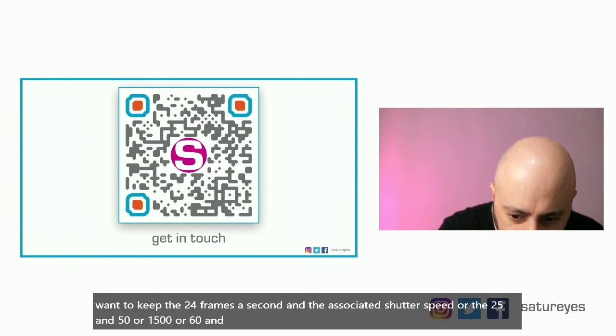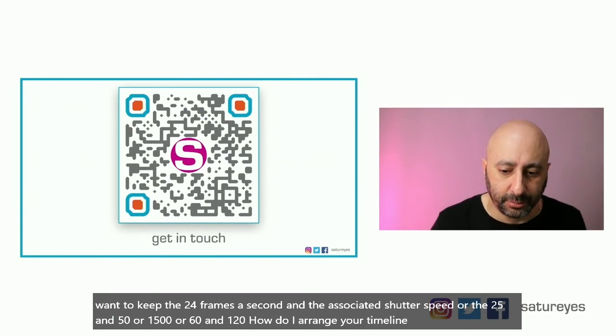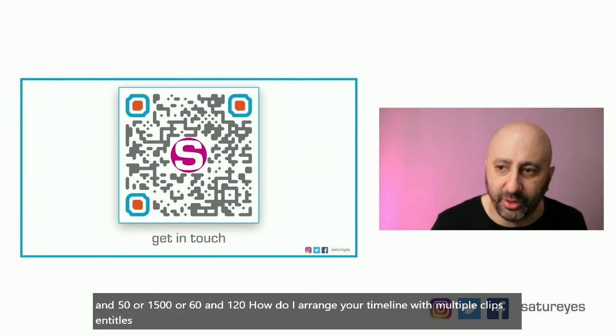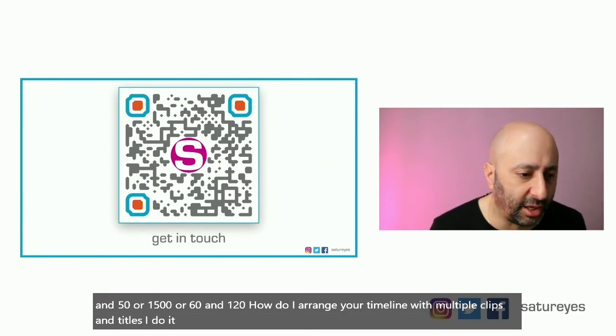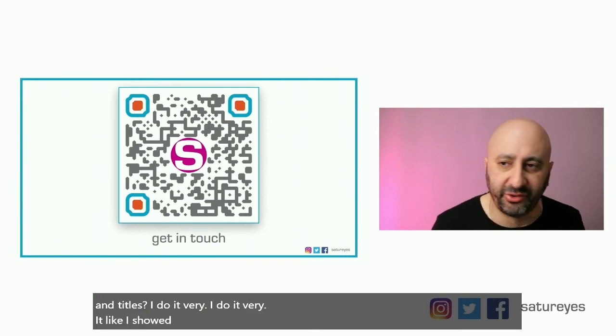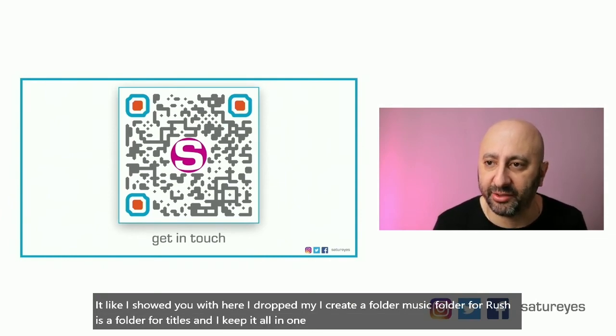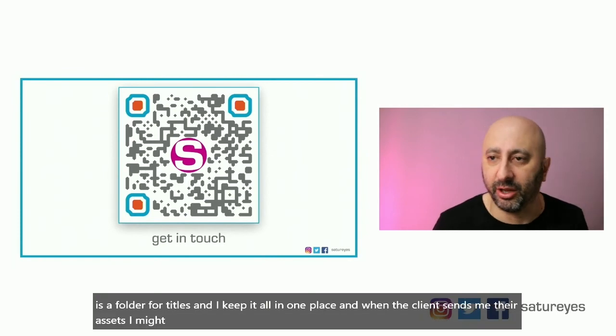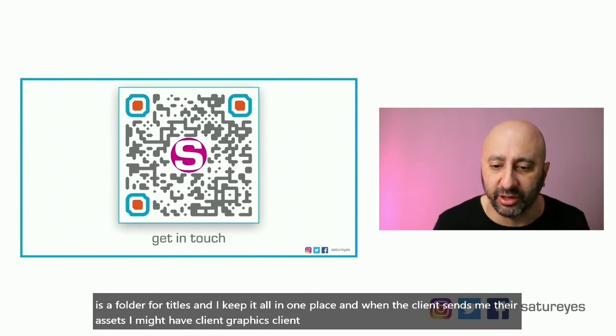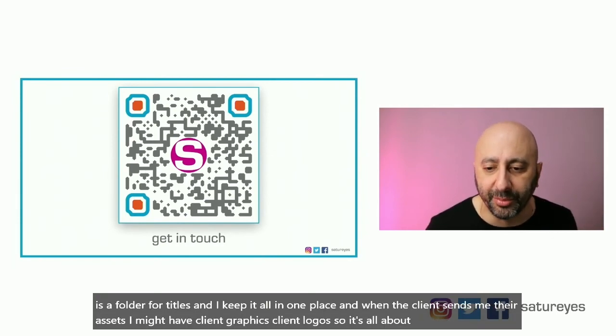How do I arrange my timeline with multiple clips and titles? I do it like I showed you here. I create a folder for music, a folder for rushes, a folder for titles, and I keep it all in one place. And when the client sends me their assets, I might have client graphics, client logos. So it's all about organization, but I do this before I've even brought them into the edit suite.